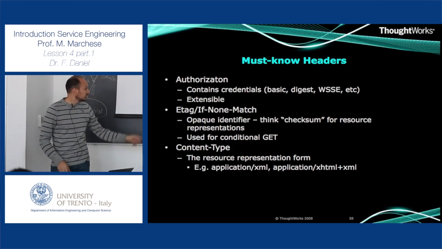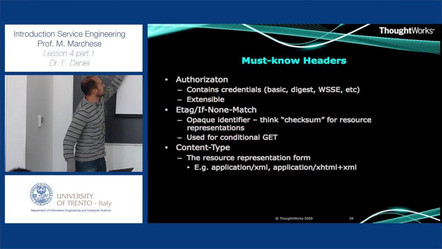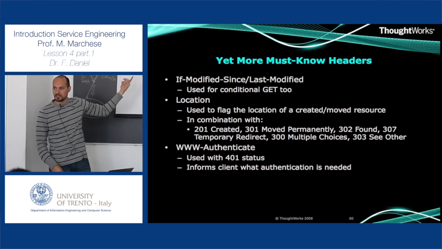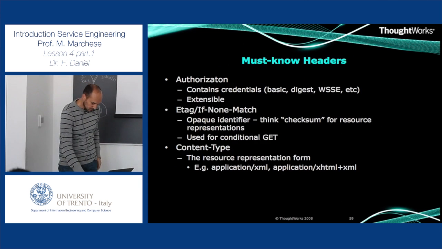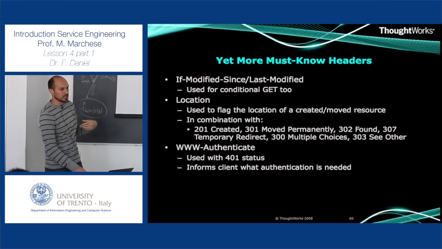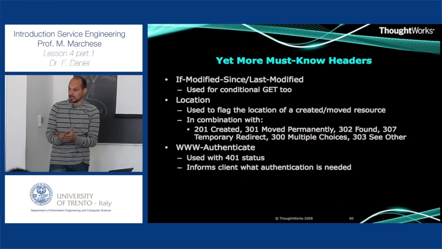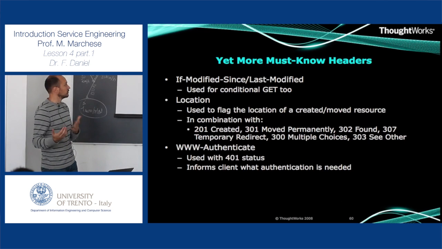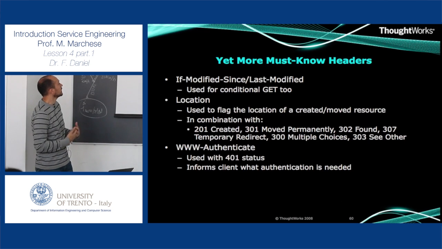This is one. Then the ETag if none match. This is basically the same as the if modified since. We just played with this a little bit. What else do they propose? The content type is what I explained, that you look at the URL, you don't know what it is, you do a head and you get the content type back and you know what you can expect.